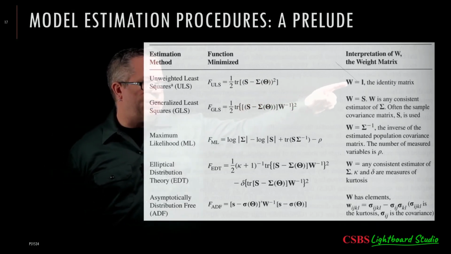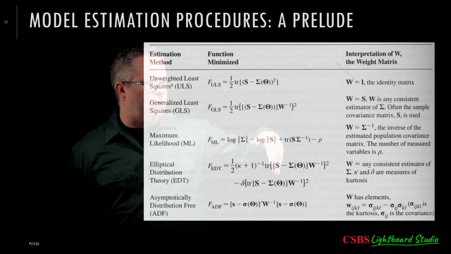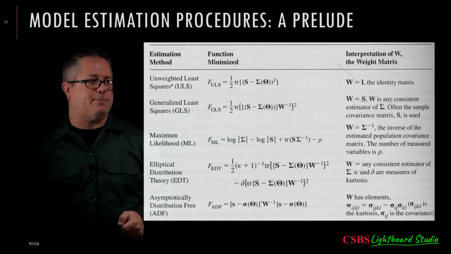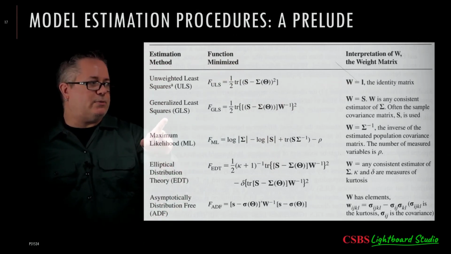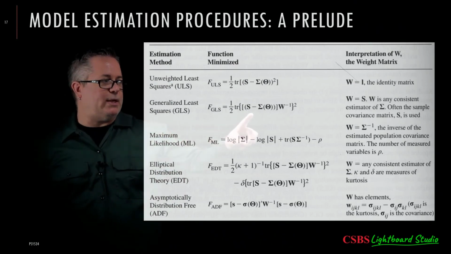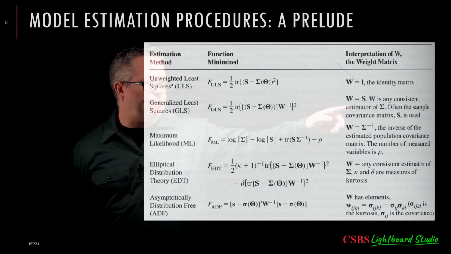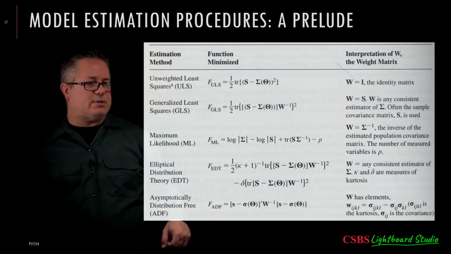But where W is the identity matrix, it's basically just all ones. That's why it's called unweighted, because there are no weights. It's not weighting anything. Generalized least squares, it really is just weighting. That W matrix ends up being just, it just says any consistent estimator of sigma. So oftentimes we just use S.